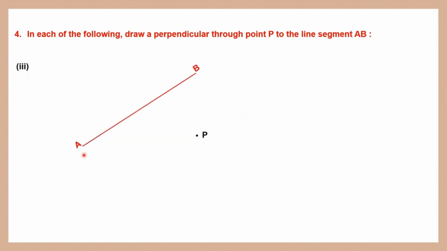This is a third case where we have a line segment like this and a point P outside the line.